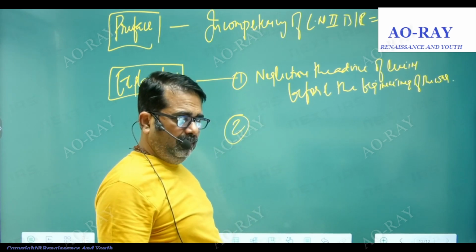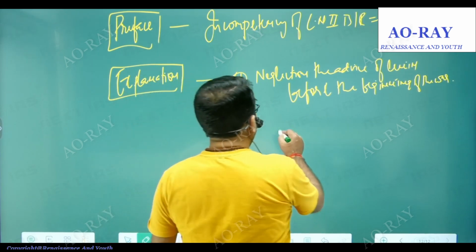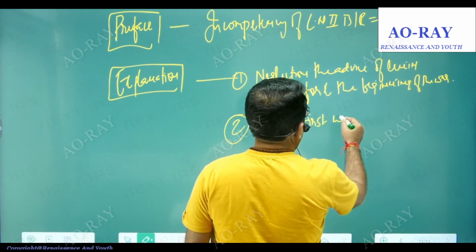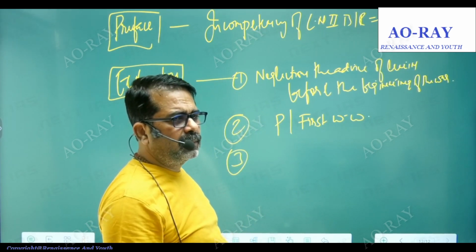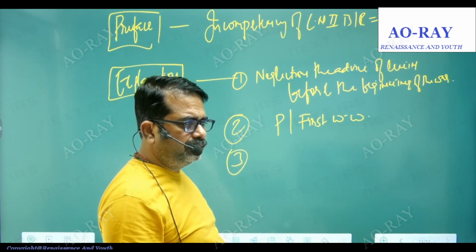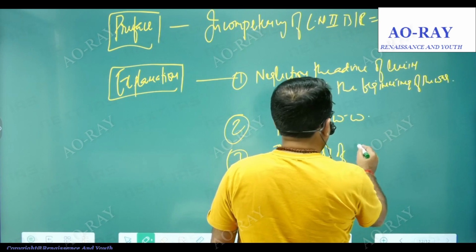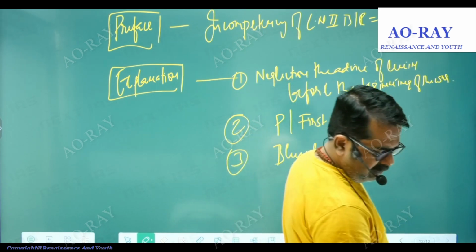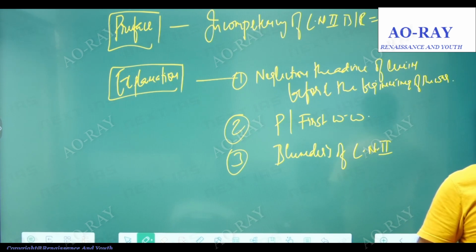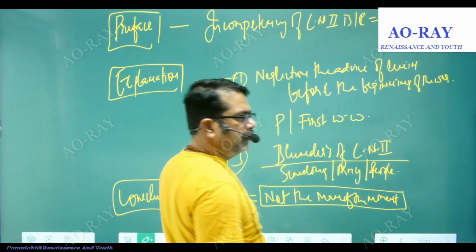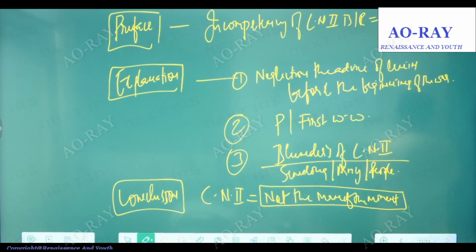Second, participating in the First World War. Third, blunders of Tsar Nicholas II, sending the army to suppress the people when they are surrounding the palace demanding bread. That's it, done. Determine means it is asking for confirmation.